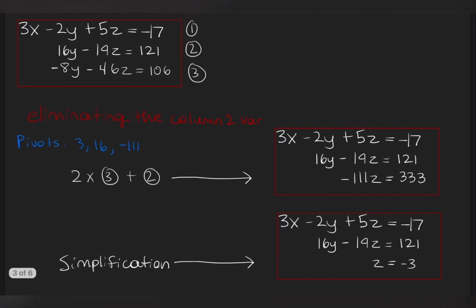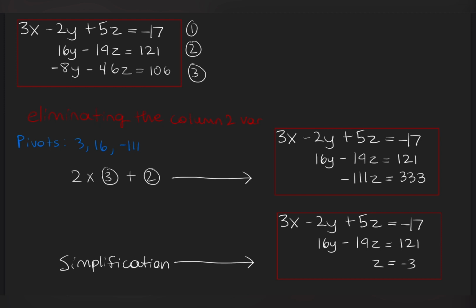The second part of step 1 is to eliminate y. Okay, how do we do that? This is pretty simple. We would just multiply negative 8, this equation right here, by 2. That way we would get negative 16y and positive 16y here, and we add them and they cancel out. So in this step, we're eliminating the column 2 variable.